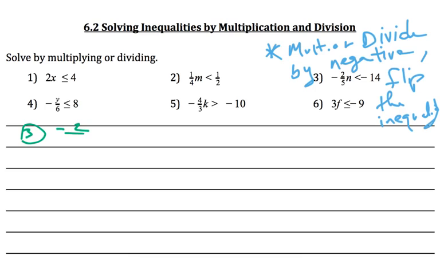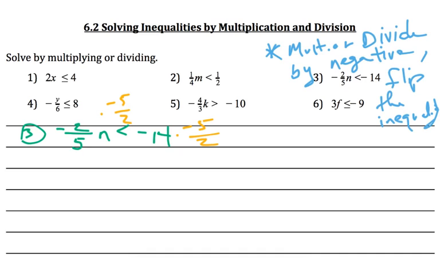Negative 2/5 n is less than negative 14. Now the issue here is that we have a uglier looking fraction. And maybe for this one, I'm going to show parentheses around the whole thing. Doesn't really matter. So I'm going to show times negative 5 over 2, and then times negative 5 over 2.